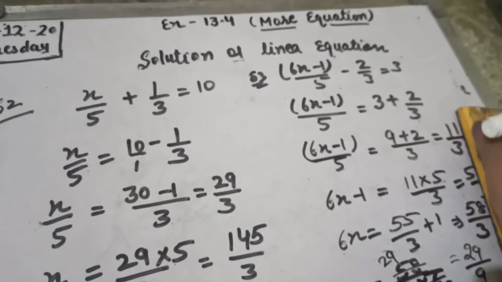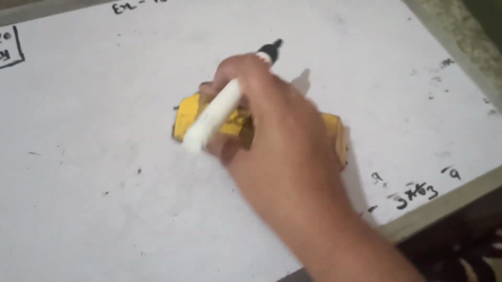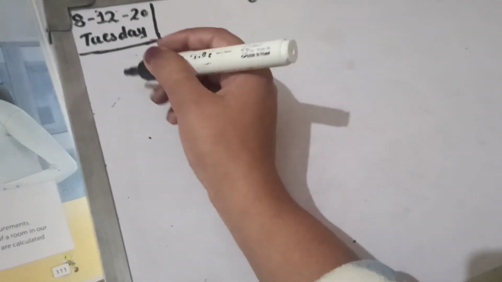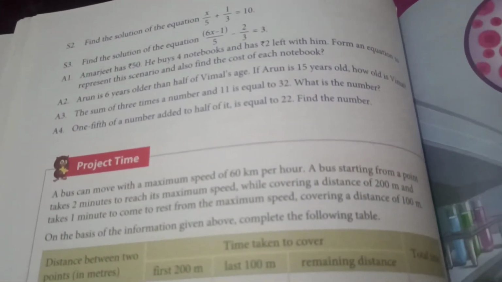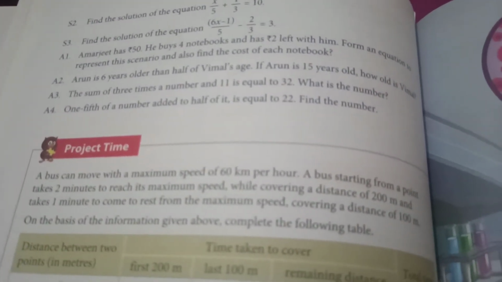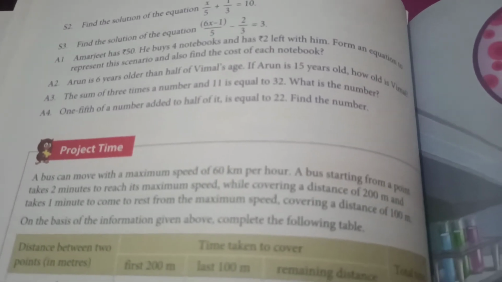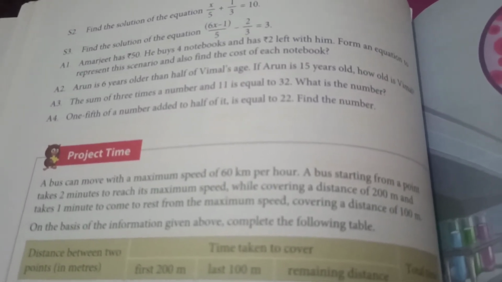आफ्टर दिस 4 क्वेश्चंस आर लेफ्ट, that is A1, A2, A3 and A4, which we will continue in this video. Now A1, that is Amarjeet has rupees 50. He buys 4 notebooks and has rupees 2 left with him. Form an equation to represent the scenario and also find the cost of each notebook.